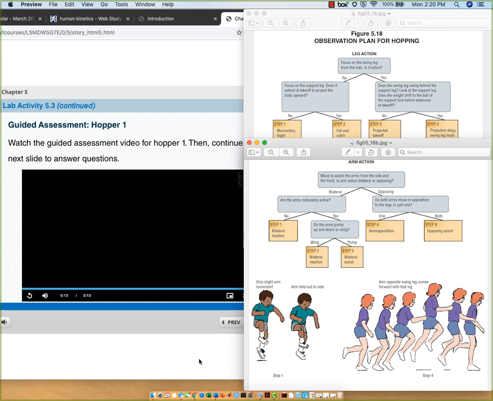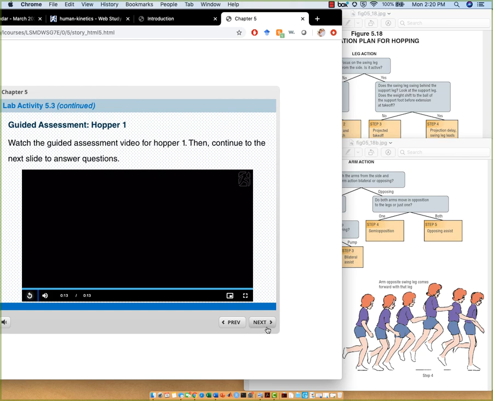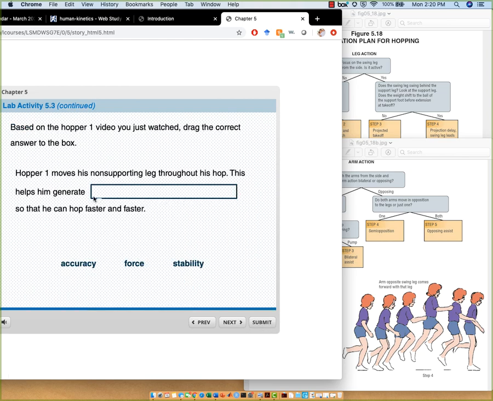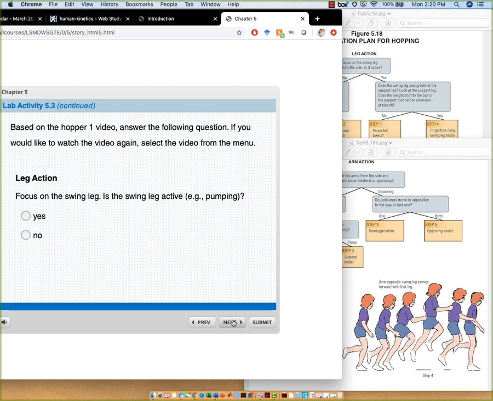And now we can go ahead and answer some of the questions to help us make sure that we're on the right track. So the first thing is, hopper 1 moves his non-support leg throughout the hop. This helps him generate: accuracy, force, or stability, so that he can hop faster and faster. The correct answer here would be force. Okay, so now again, we talked about the leg action. In this case, the swing leg was active, it was pumping. So we hit yes, and submit to see if it's correct.